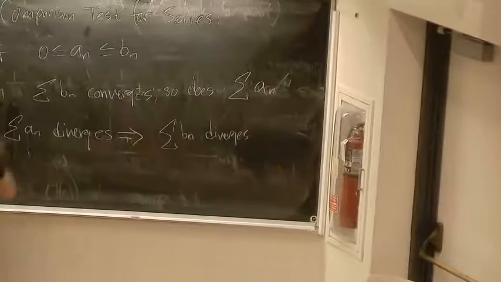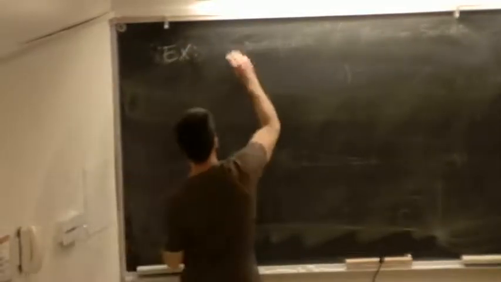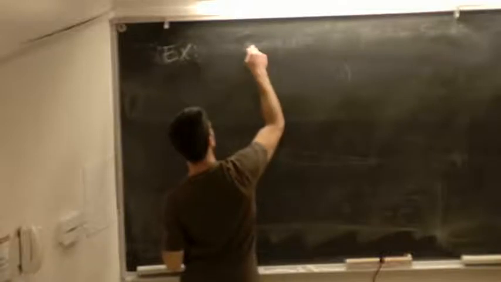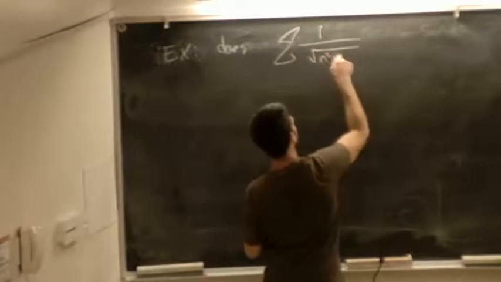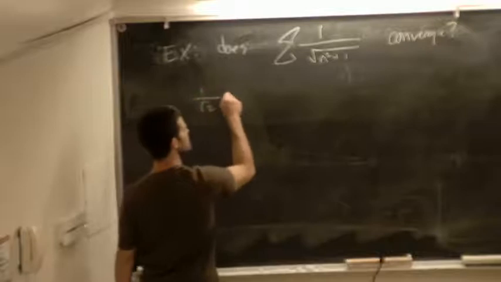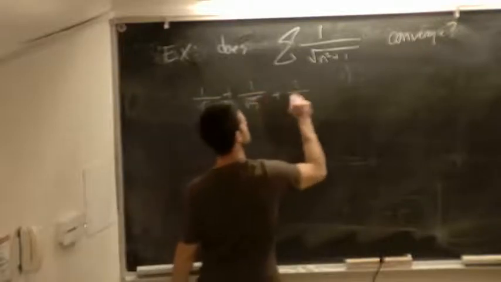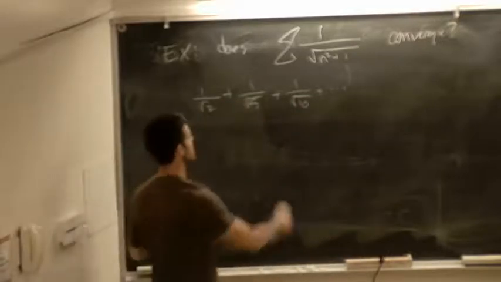So let's practice using this. I'll show you an example of applying this. How about we do it for the series of 1 over the square root of n squared plus 1. Let's see if this converges. So this is 1 over root 2 plus 1 over root 5 plus 1 over root 10, and so forth, from n equals 1.